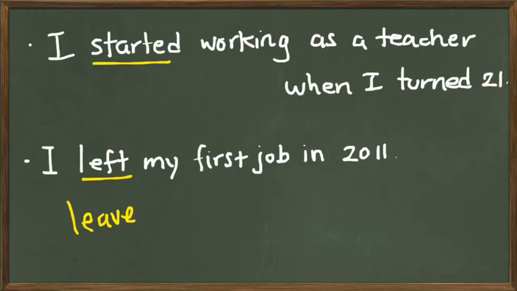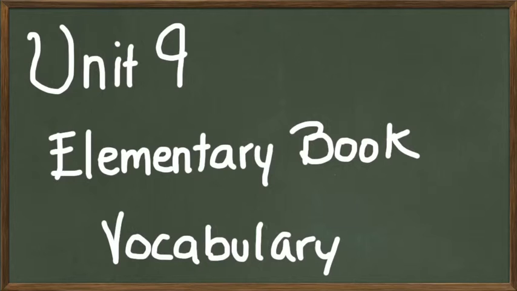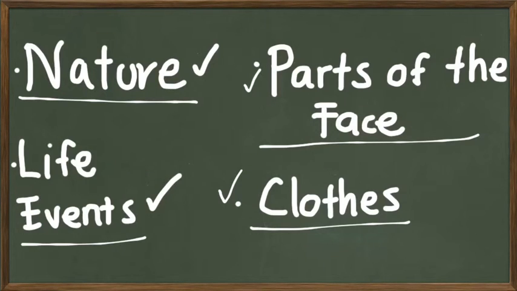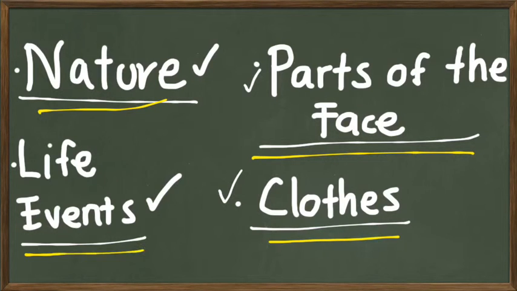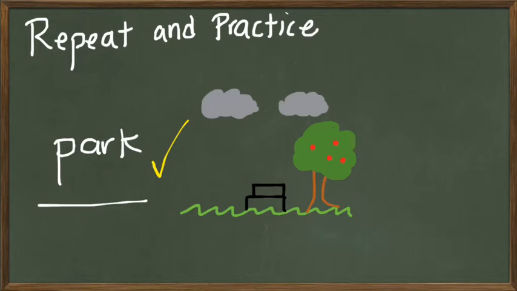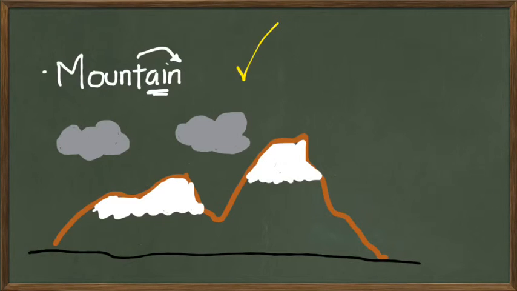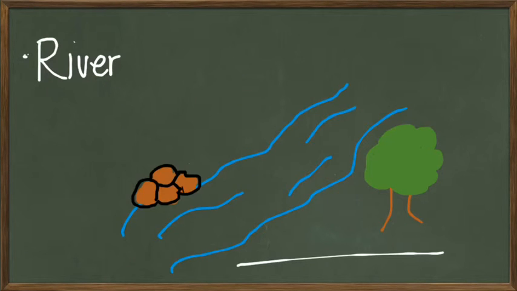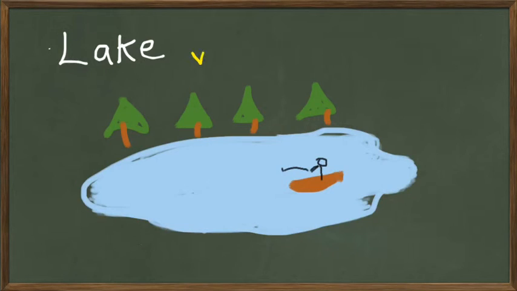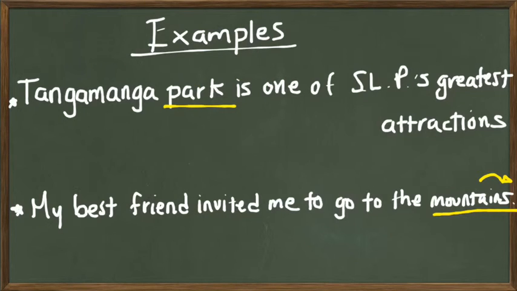Alright, let's recap a little bit. Very simple and easy unit in terms of vocabulary. We are looking at Unit 9 for our elementary book, and today we saw vocabulary. We talked about nature, parts of the face, clothes, and life events. We have park, mountain, check the pronunciation there, river, lake.